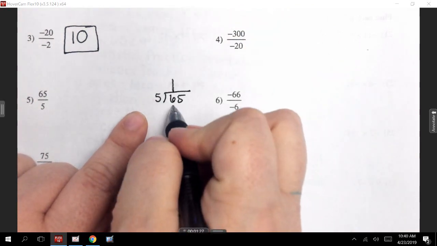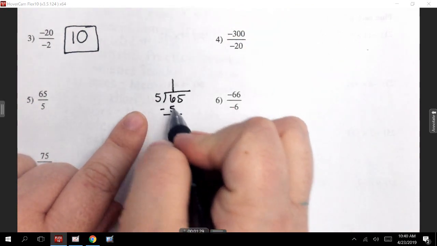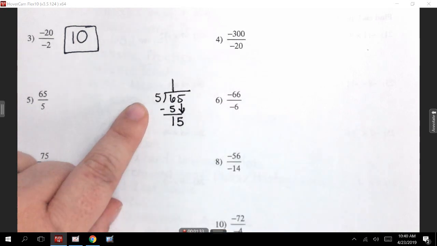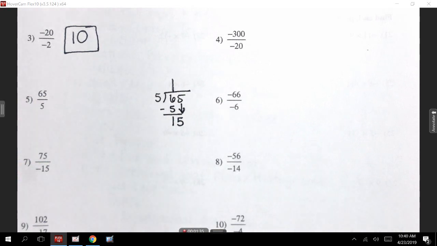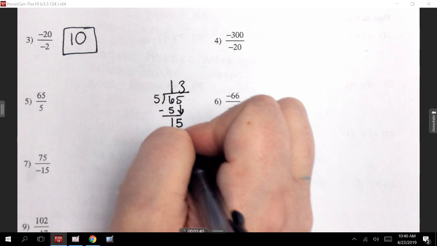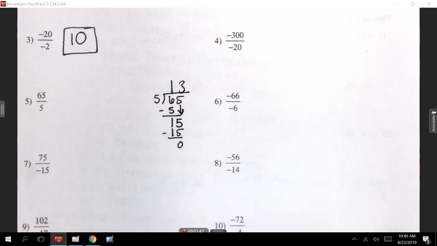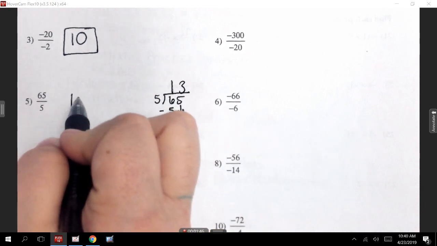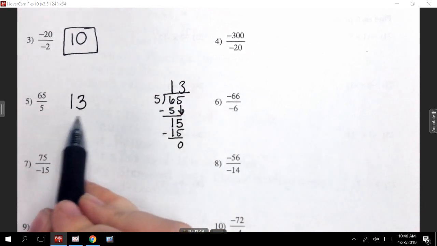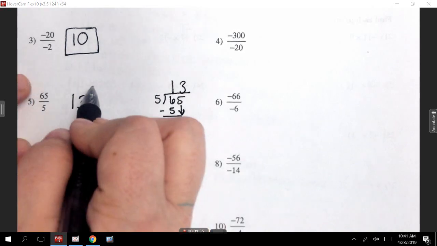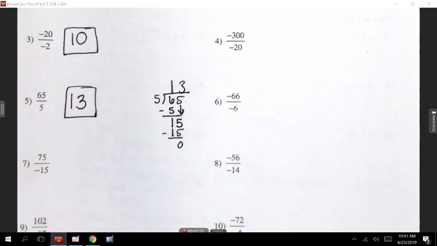1 times 5 is 5. When I subtract 6 minus 5, gives me a 1. Bring down the next number. So now I'm looking at 15. How many times will 5 go into 15? 3 times. And 3 times 5 is 15. When I subtract, I get 0. So what was my answer? 13. All right, now that 13, Gabby, will the 13 be a positive or a negative? Positive. Both of these numbers are positive. My answer is positive. If it's the same sign, positive; different signs, negative.